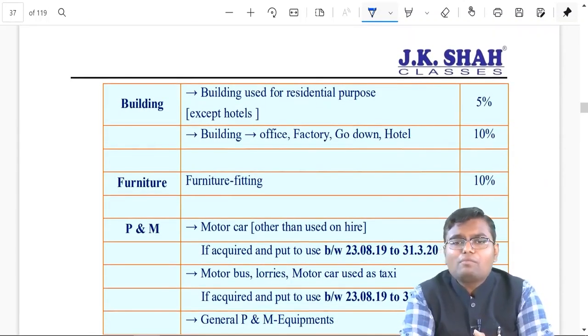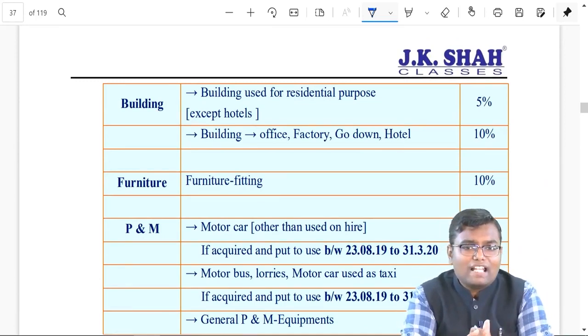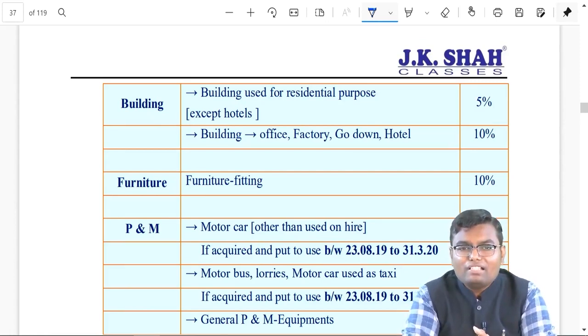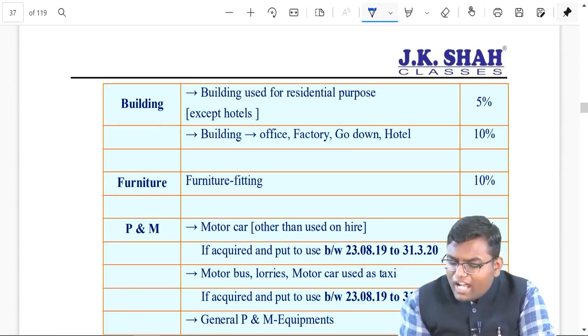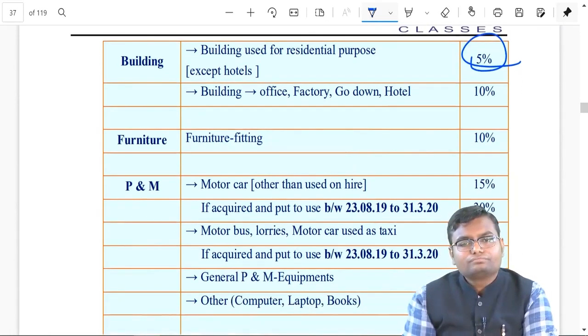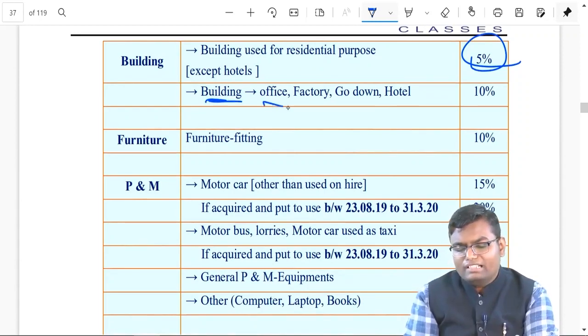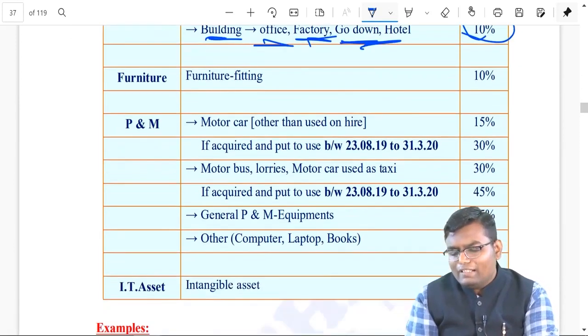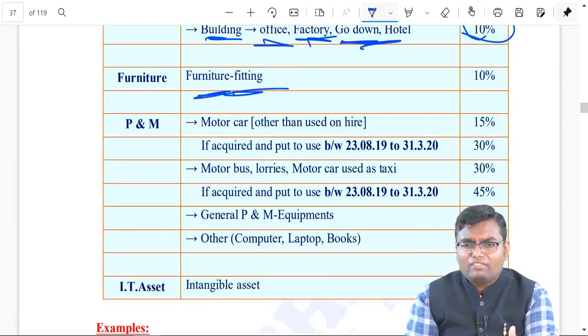If we are talking about a building which is used for residential purpose, like for example, JK Shah Classes have guest houses in so many cities. These are buildings which are used for residential purpose by the faculties. So that is given 5% depreciation. But any other building like office premises, factory, godown, hotel, warehouse, etc., on that 10%. Any kind of furniture or electric fittings, etc., on that 10% depreciation.